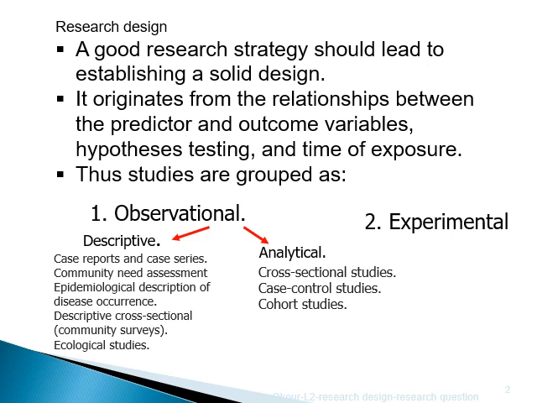Descriptive: case reports, case series, community need assessment, epidemiological description of disease occurrence, descriptive cross-sectional community surveys, and ecological studies. While analytical involves hypothesis testing: cross-sectional studies, case control studies, and cohort studies. The other type is experimental, where we interfere and we assign groups with intervention and groups with control and groups with placebo and so on.